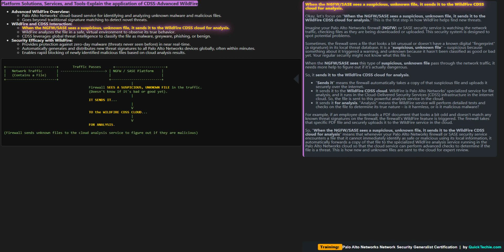WildFire is Palo Alto Networks' specialized service for file analysis, and it runs in the Cloud-Delivered Security Services, CDSS, infrastructure in the Internet cloud. So, the file is sent to this powerful analysis service in the cloud. It sends it for analysis. Analysis means the WildFire service will perform detailed tests and checks on the file to determine its true nature. Is it harmless, or is it malicious malware?